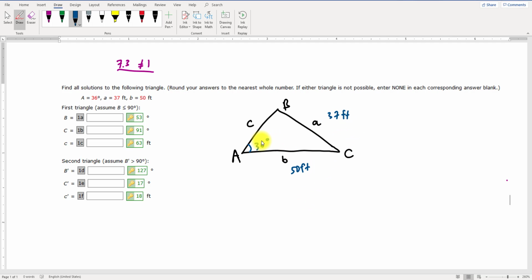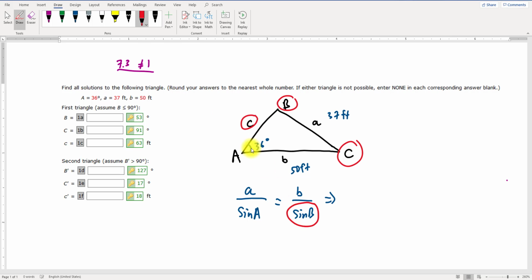Okay, so you are given a side, an angle, and then another side. Now, how do we solve for the other values? We are still missing c, B, and then the angle C. Well, we can apply the law of sines to A and B. So I'm going to write a over sine A equals b over sine B. And then I can solve for sine B right here.